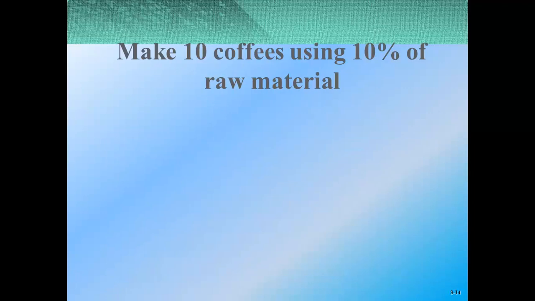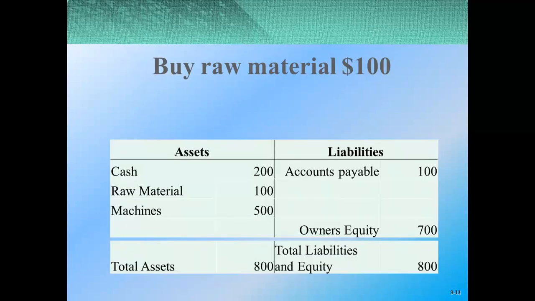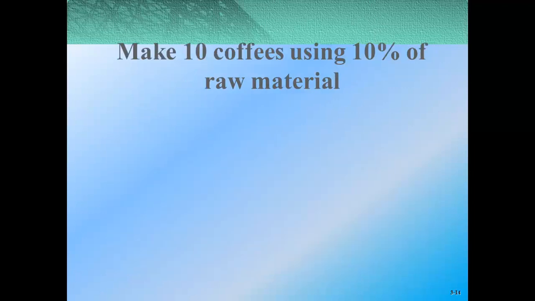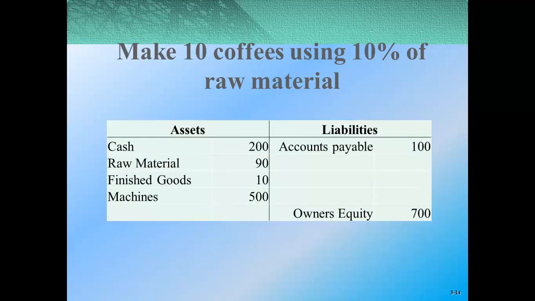Now let's make 10 coffees using 10% of the raw material. So our raw material in the previous slide is 100. 10% of raw material is 10. So if we convert 10% of raw material, that is $10 worth of raw material, we're left with $90 of raw material and $10 of finished goods. That's exactly what we see here. Everything else is the same. So what's the total size of all the assets? 500, 10, 600, 800. Total liabilities is also 800.